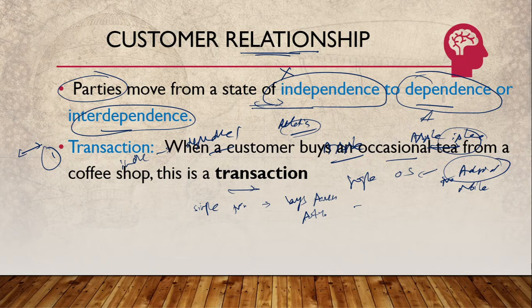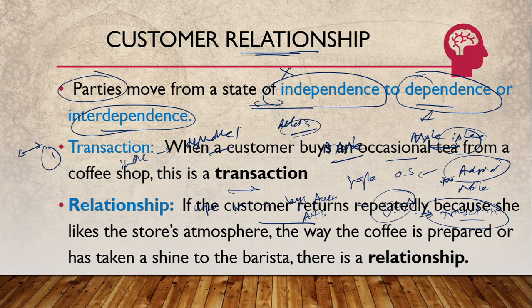Whereas a relationship is the one where the customer returns repeatedly, because he likes the store's atmosphere or the coffee or whatever it is. When he's repeatedly coming to that shop, these transactions over a period of time will eventually lead to a relationship. The important point you need to remember is that not all transactions are relationships. Transactions over a period of time will lead to relationships. So this is a key term: you have to understand the difference between a transaction and a relationship.